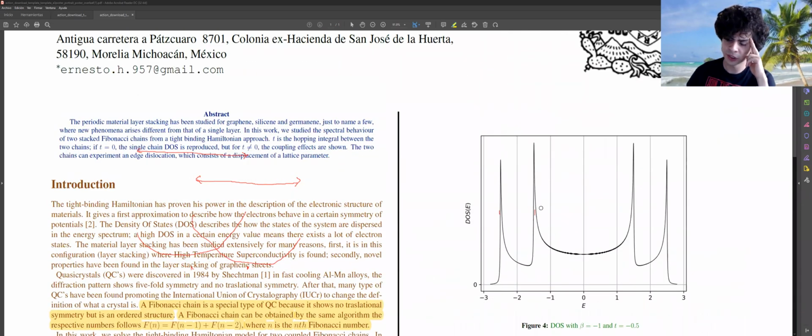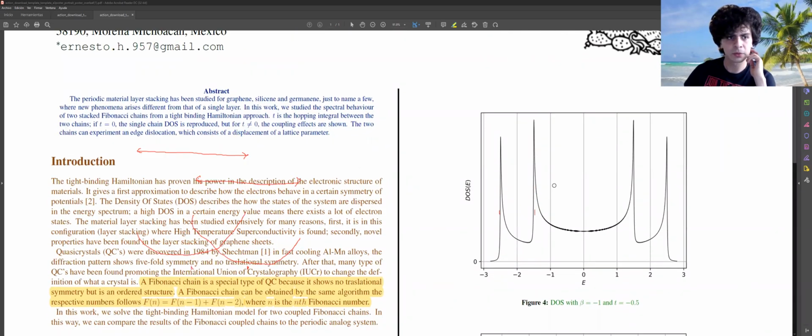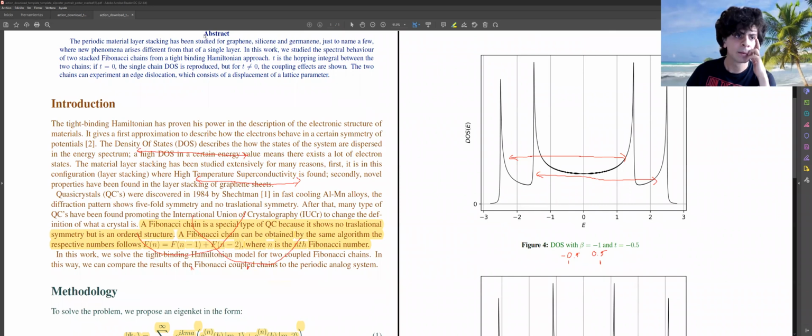What happens if we change the value of T? Then the values of T are -0.5 and 0.5. And the linear chains, again, are this one and this one. We can see that these densities are centered at -0.5 and 0.5.